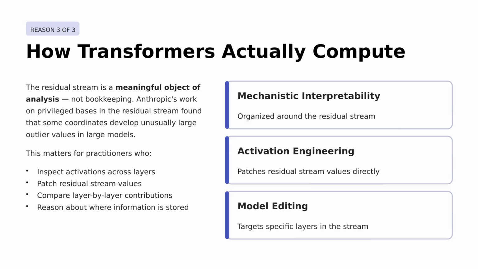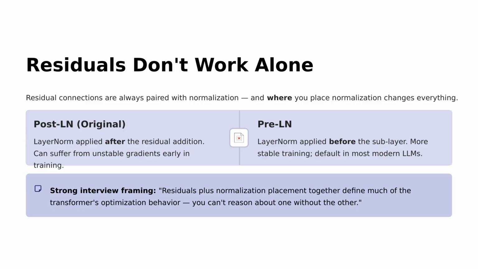Reason 3 is that the residual stream isn't just bookkeeping. It's a meaningful object to analyze. Anthropic's work on privileged bases showed that, in large models, some residual stream coordinates become unusually strong outliers. That's important if you inspect activations across layers, patch residual values, or compare layer contributions. In practice, mechanistic interpretability, activation engineering, and model editing all rely on treating the residual stream as a real computational workspace.